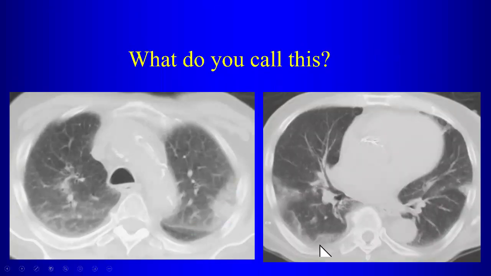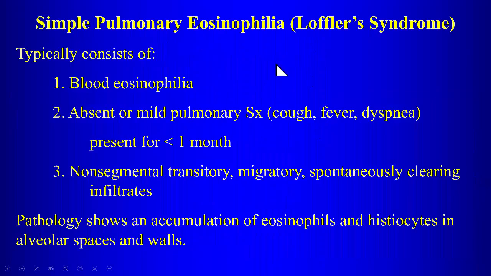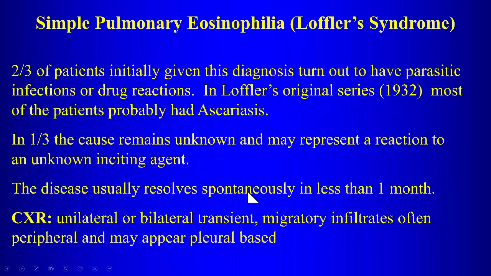So you can see the consolidations here are peripheral on the CT scan. Simple pulmonary eosinophilia, or Löffler syndrome: blood eosinophilia, mild pulmonary symptoms, usually symptoms present less than a month, migratory consolidations that can clear, come back, and are fleeting, and may have a peripheral predominance. If you happen to get pathology, it shows the eosinophils and histiocytes within the alveolar spaces and in the alveolar walls. So this is called Löffler syndrome.